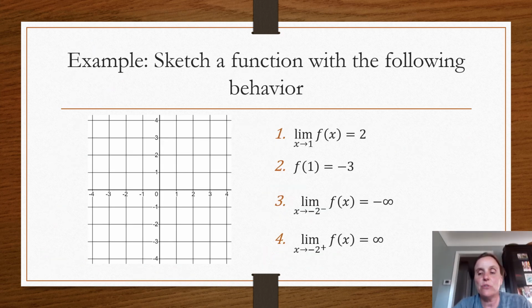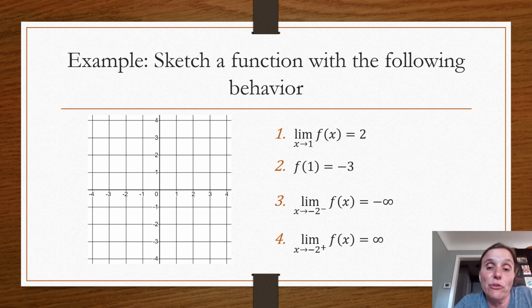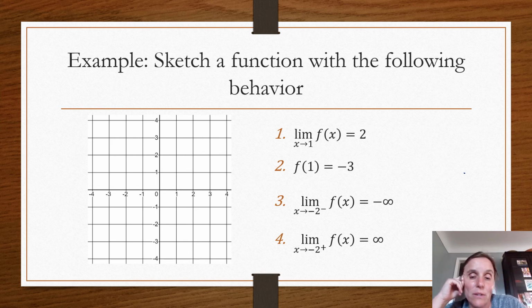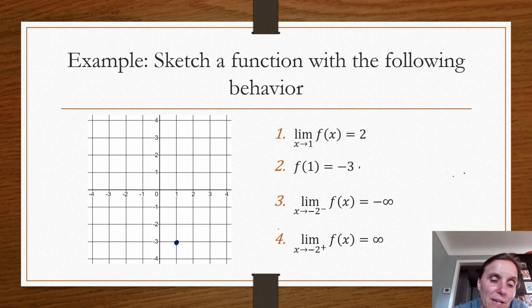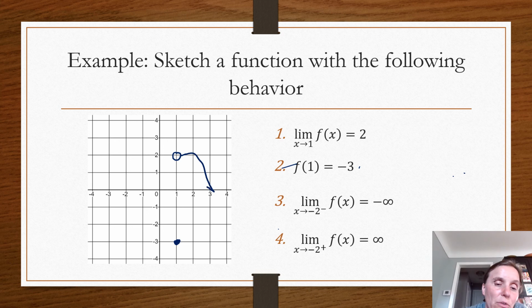All right. Last thing we could do is we could sketch a function with this behavior. So the first thing says, as x gets close to 1, the limit of my function is 2. Okay, but it also says that at 1, the value of my function is negative 3. So that means I've got a value here at 1 comma negative 3, and I have a hole here, and I don't know what's going on after that hole.